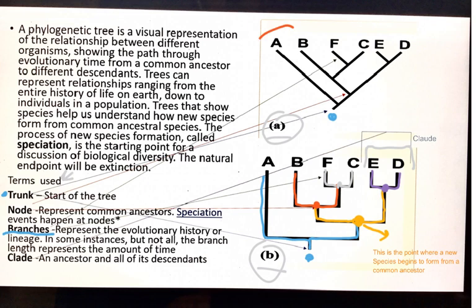Would you say animals A and B, or E and D, are more closely related? Think about it. If you said E and D, you are correct. This is because they are in the same clade and they are direct descendants of a common ancestor, which is represented by this node.